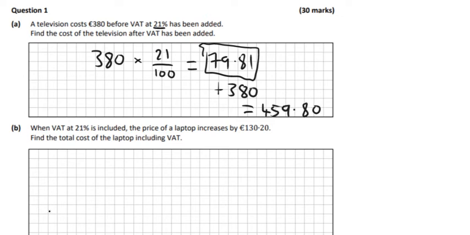so €459.80. One way you could do it all together is 380 multiplied by 1.21. If you multiply it by 1.21, the 1 stands for the 380, and the 0.21 is the extra bit, so that'll get you the answer straight away. That'll give you 459.80 straight away. So that's the answer.